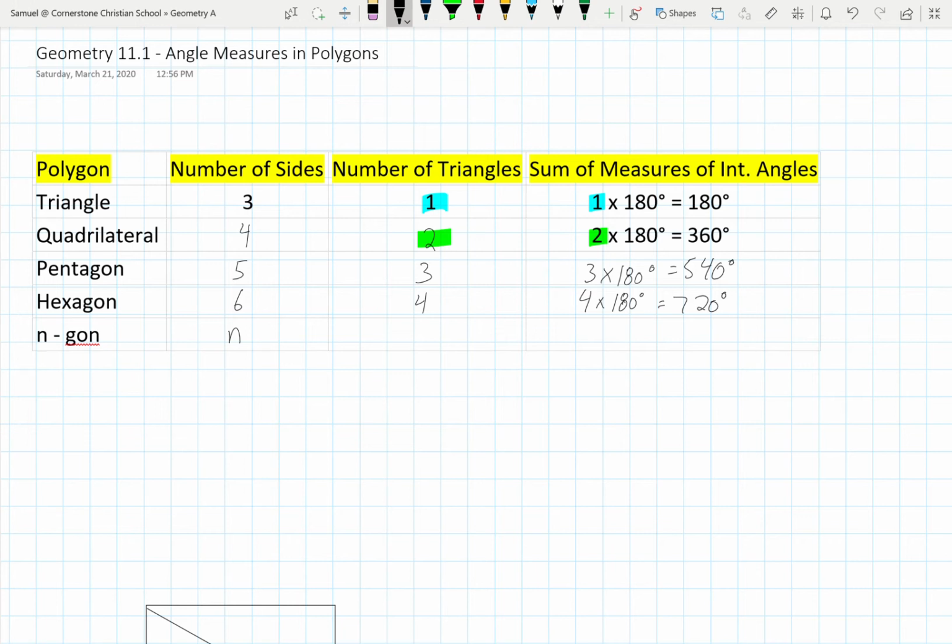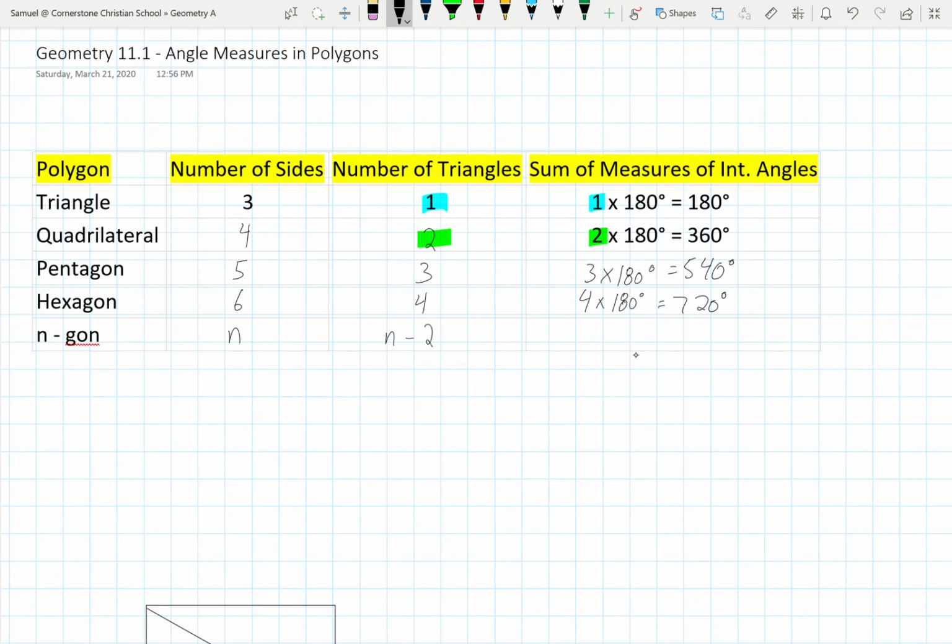How many triangles? Let's take a look at how it goes from sides to triangles. We'll see that 3 to 1 is subtracting 2, 4 to 2 is subtracting 2, 5 to 3 is subtracting 2, 6 to 4 is subtracting 2. And so no matter how many sides I have, I can figure out how many triangles I could create by taking the number of sides minus 2.